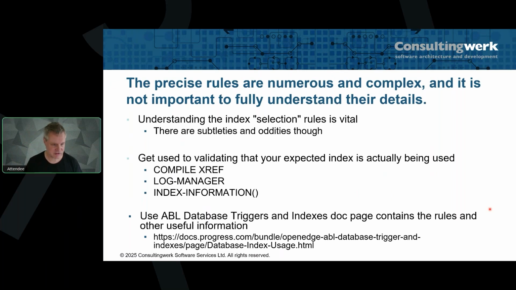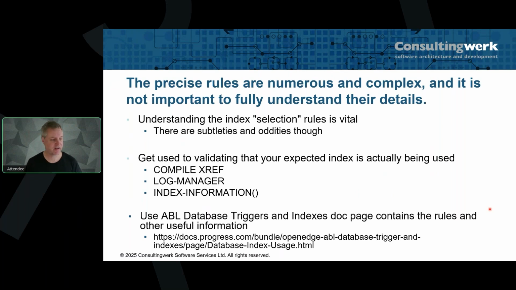Log Manager is another way, and there's an index information method on a query handle that will also tell you at runtime if you don't want to log stuff out. I did forget to mention that. But you can look on a query to see which indexes are being used. On a dynamic query, it will tell you what indexes are used. And fortunately for us in ABL, there's no real difference between static and dynamic. So you could have a static query and query the index information dynamically there at runtime.